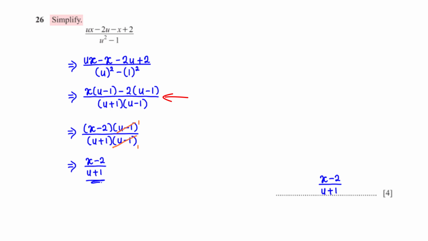When we apply the factorization for the difference of two squares to the denominator, we get (u plus 1) times (u minus 1). We can rewrite the numerator as (x minus 2) times (u minus 1). u minus 1 cancels out, and so our final answer becomes (x minus 2) over (u plus 1).